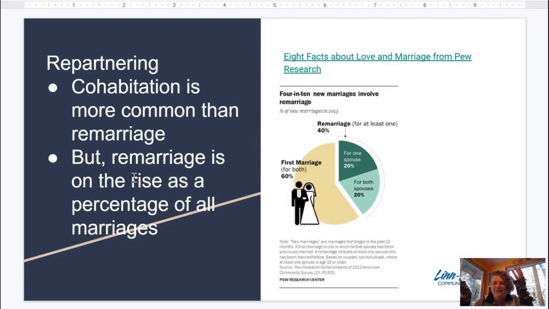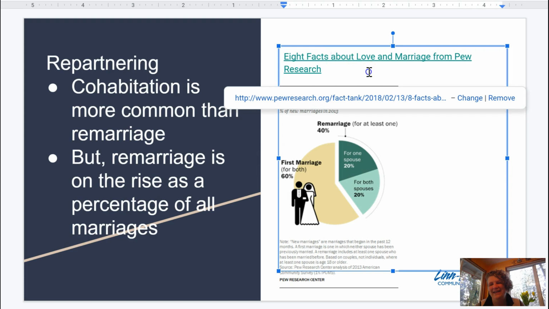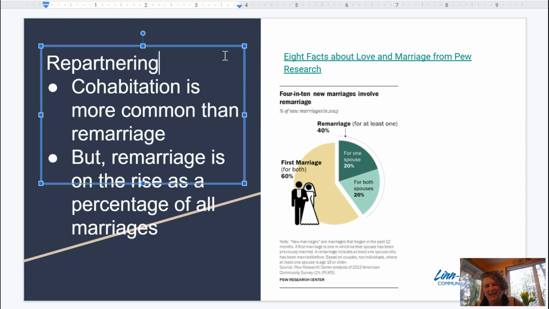Now, why is that? Remember we talked about last week, basically marriage overall is declining. So as marriage overall is declining, even though remarriage is also declining, it's not declining at as rapid a rate. So this is a super interesting link, I'd definitely recommend going and looking at that. And that's where this chart is from, that basically shows you remarriage as a percentage of marriages.